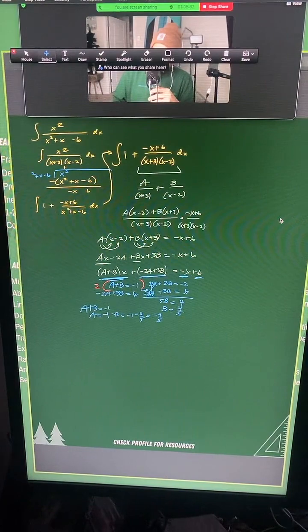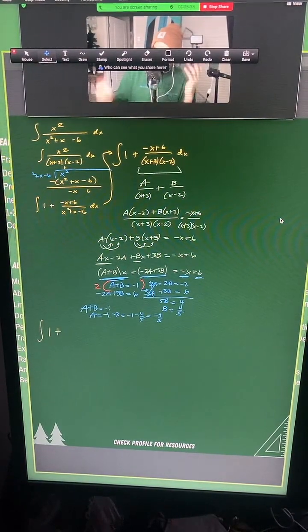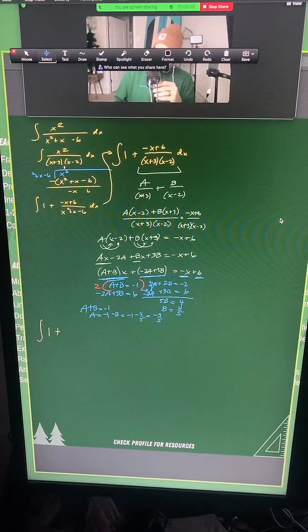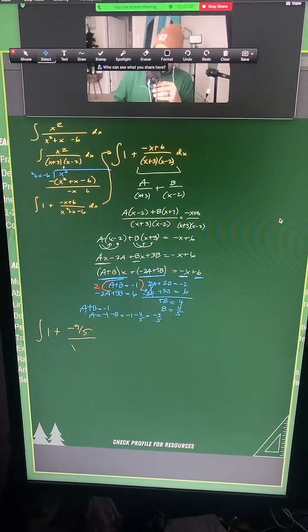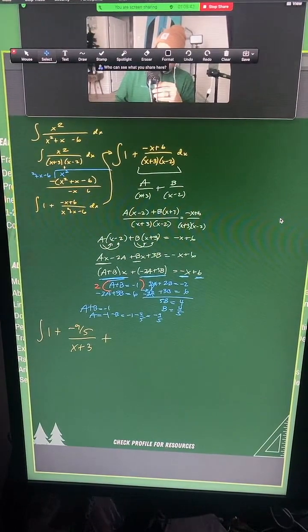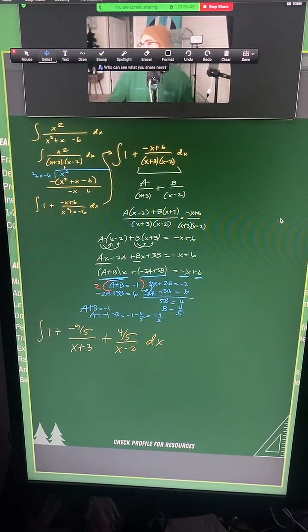Okay, so this is what we have so far. We have the integral of 1 plus, and then according to our partial fractions, the a value was negative 9/5 over x plus 3, plus our b value, which is going to be 4/5 over x minus 2, dx.